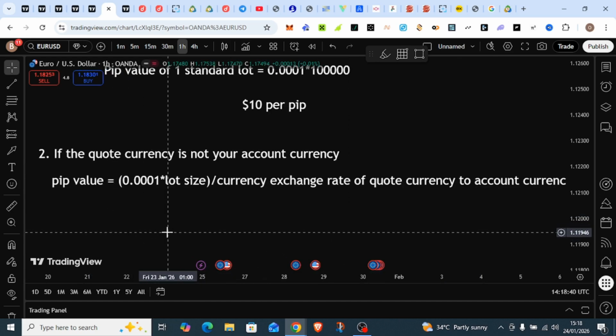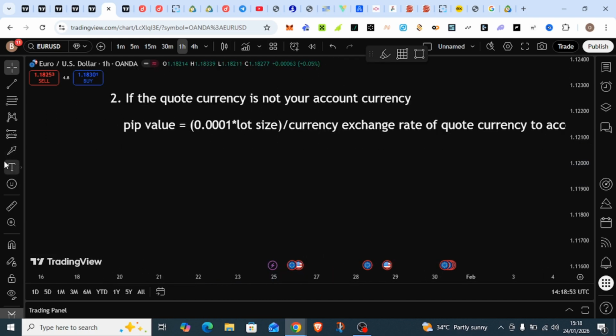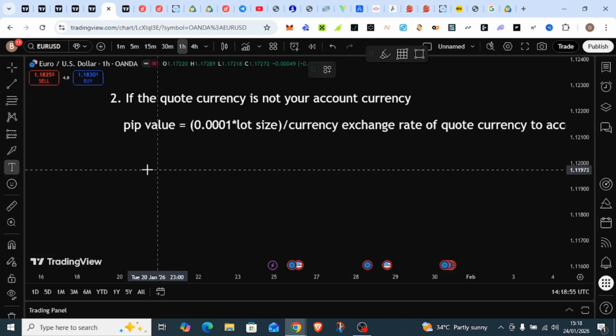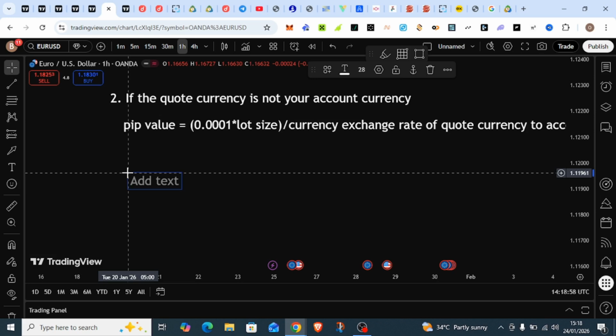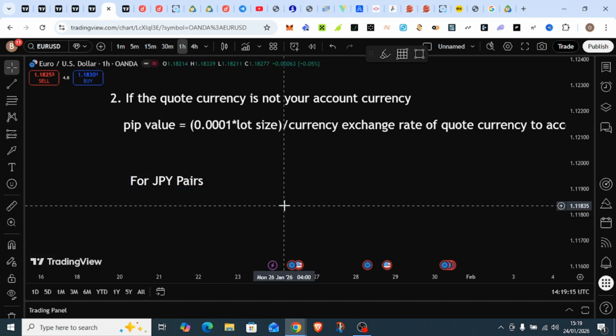So for JPY pairs, assuming we want to calculate a pip value for JPY pairs, what we will do is just to replace this. Let me write it for you.